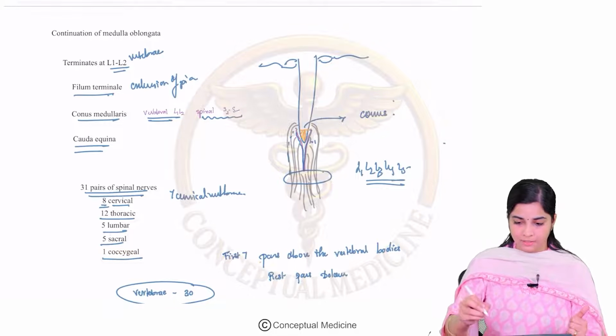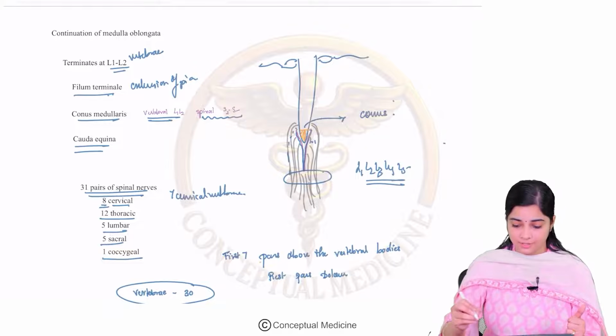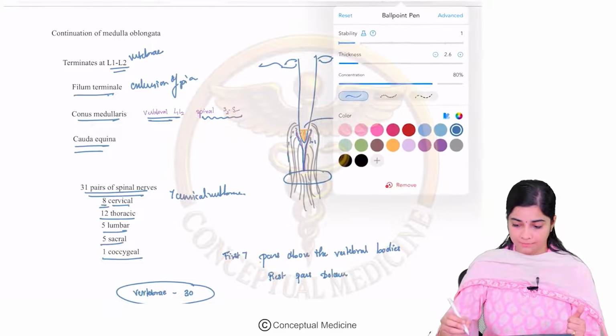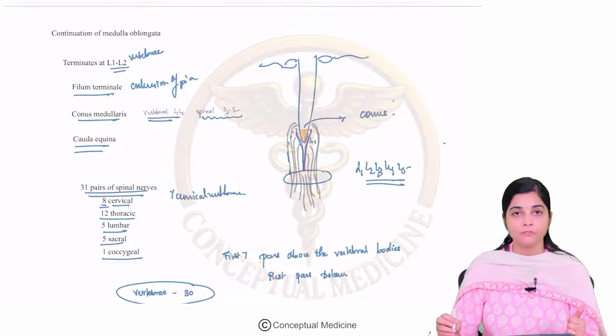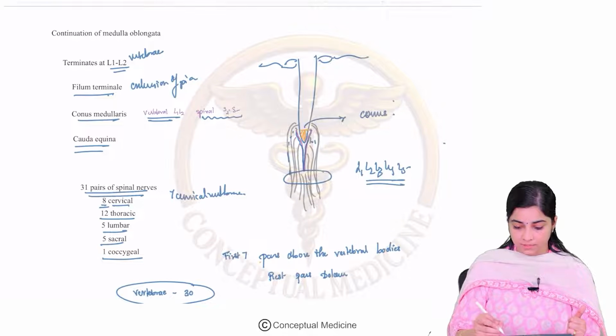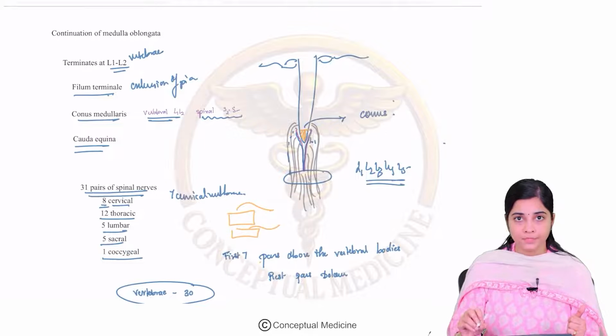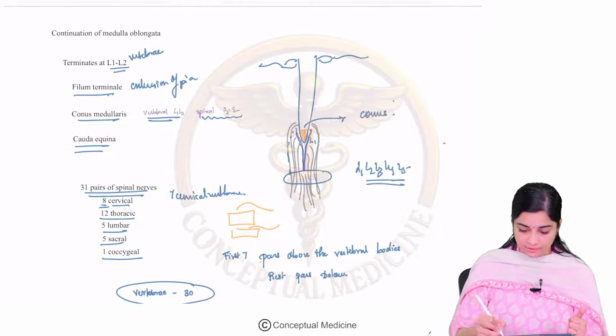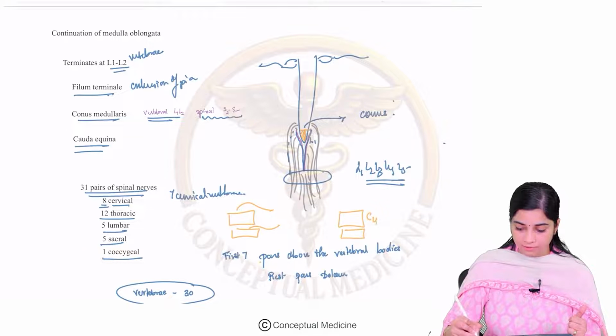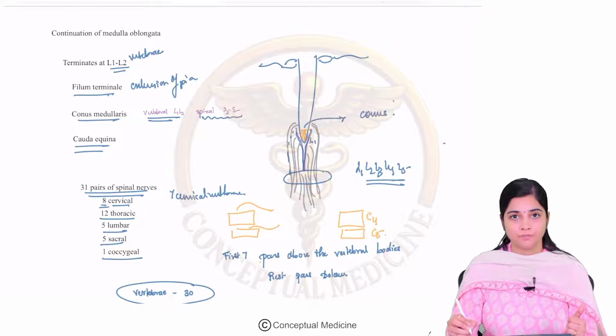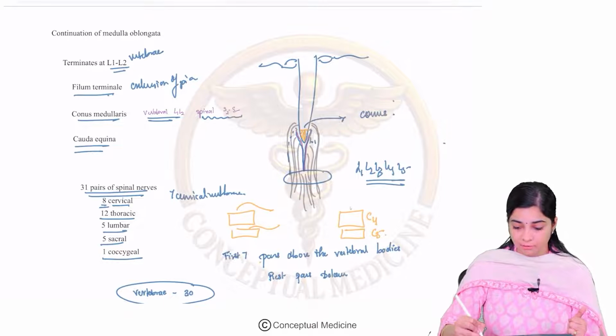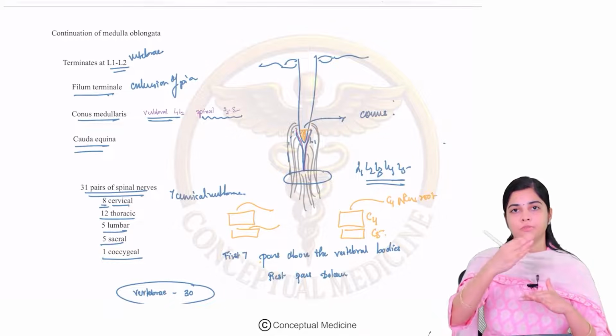Okay, another important anatomical consideration is that the first 7 pairs, the first few pairs of nerves basically go out above the vertebrae. Okay, fine. So if this is your vertebral column, this is your C4 vertebra and the C5 vertebra. Then the C4 nerve root comes above the level of the C4 vertebra.